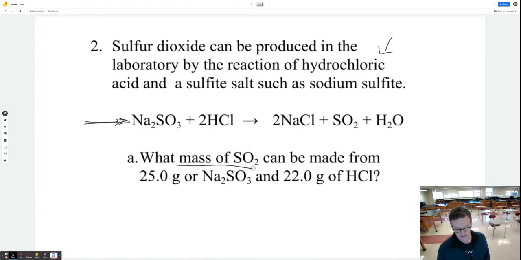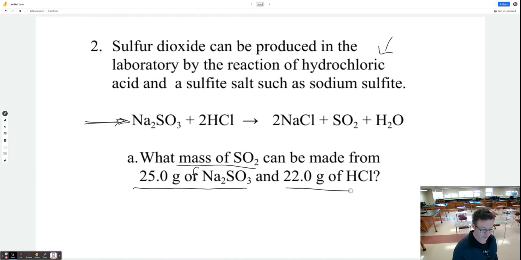How much SO2 can be produced? So that's going to be our unknown. From 25, that should say of, 25 grams of Na2SO3 and 22 grams of HCl. So here's the first time that we're given two reactants. In this case, it's both. There's only two. So we're given both reactants to work with, and we're asked to figure out how much of a particular product we're going to get.